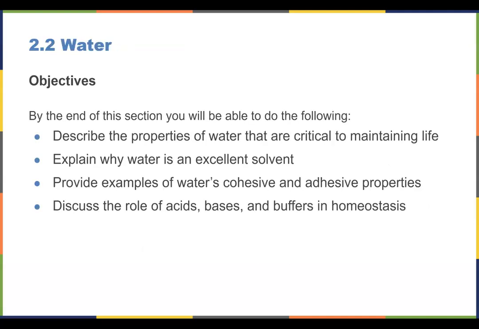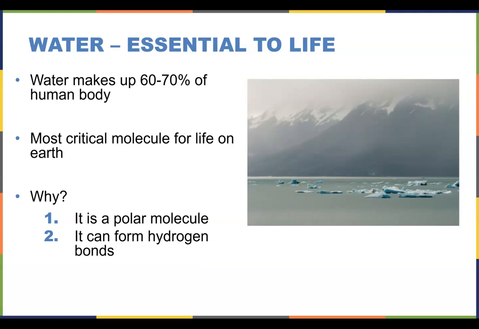Next section is 2.2, water. We're going to talk about the properties of water, why it's a solvent, and why it's super important being a solvent. We'll talk about cohesion and adhesion and acids and bases and buffers. So water makes up 60-70% of the human body. It's the most critical molecule for life on Earth. Earth has all three states of water present, and so that's probably why we have so much life and why Earth is such a great planet.